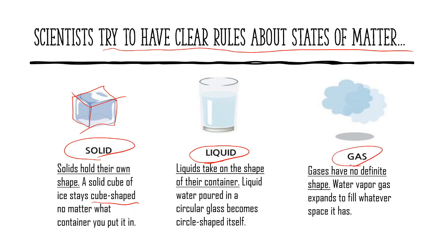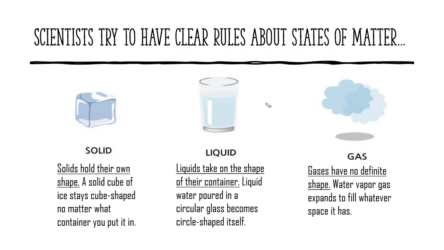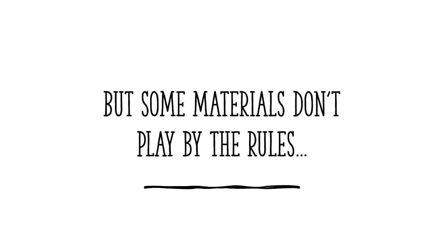And lastly, gases. Gases have no definite shape. Water vapor gas just kind of expands to fill whatever space it has. Even their volume can change. If you have a gas and you release it into an open space, it expands in its volume and it spreads out to take up as much space as it has. These are the rules scientists try to use to say, okay, officially what's a solid, what's a liquid, and what's a gas. But some materials, they don't play by the rules.